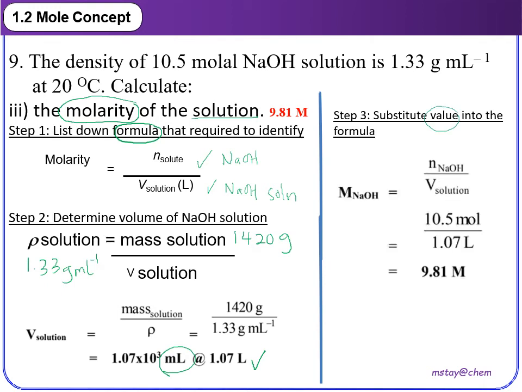So mole is 10.5 mole because just now, in the first part of the question, we already assumed there is 10.5 mole of NaOH in 1 kilogram of water. So then volume is what we calculated, 1.07 liter. Press the calculator, we get 9.81 mole per liter.